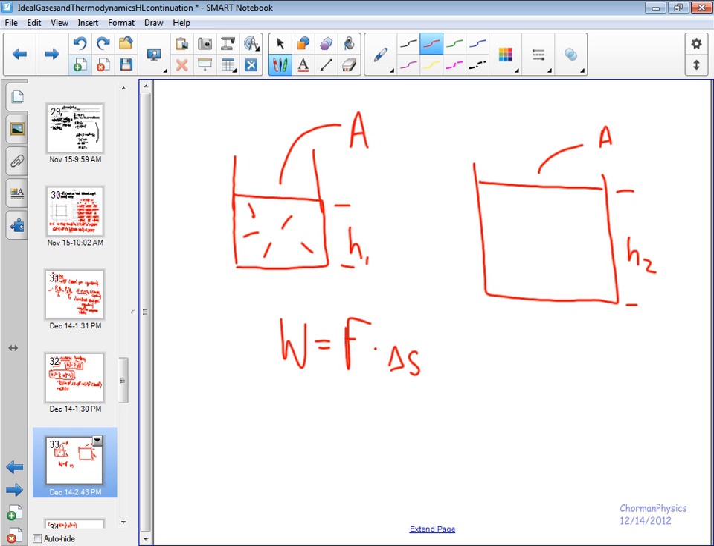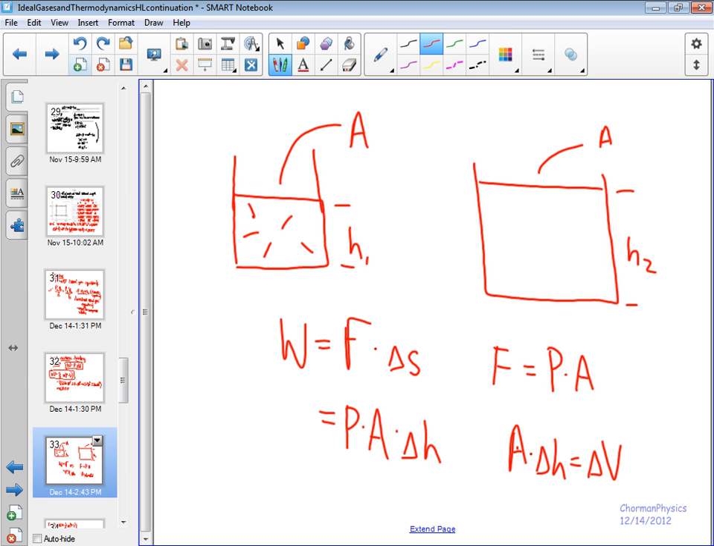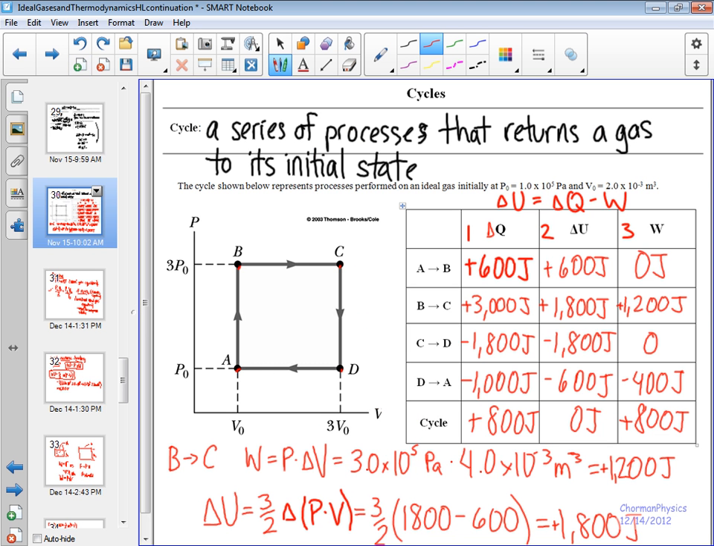And if we consider the force to be equal to pressure inside the gas times the area over which that's exerted, which is the area of the cylinder, okay? We can plug that in here. And the delta S over which this happens, okay, is going to be the change in height. And really, if we look at A times delta H, this is just equal to the change in volume. So what we end up with here is that work is equal to pressure times change in volume, okay? I think I might have shown that to you as well, just deriving it from the definition that we had for the integral of a PV diagram.